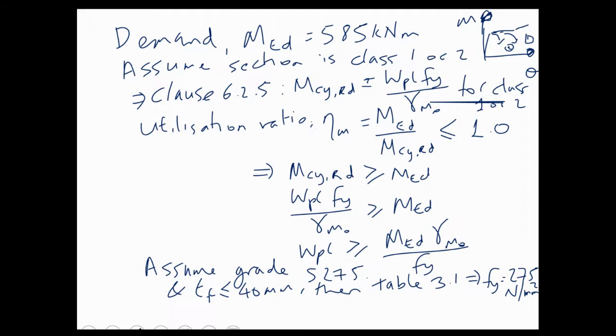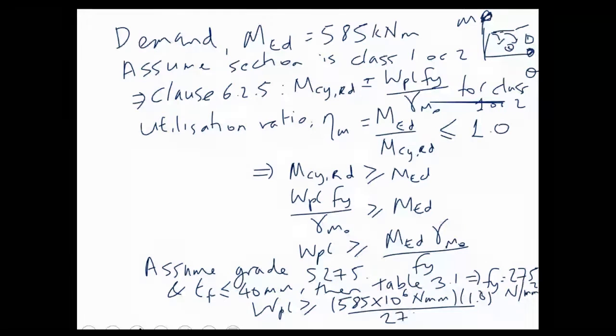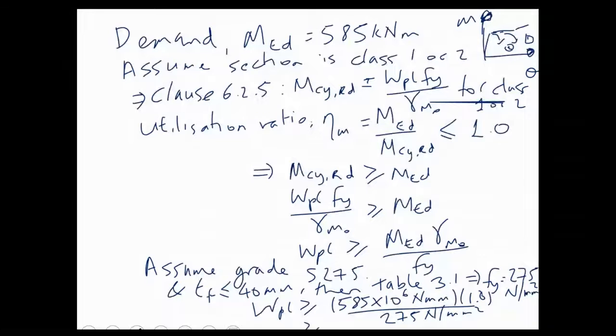Okay, so we can put that into our equation here. WPL has to be greater than or equal to the moment which we're designing for, which is 585 kilonewton meters. If I turn that into newton millimeters, that's times 10 to the power 6 newton millimeters, all multiplied by the factor of safety, which is 1, all divided by 275 newtons per millimeter squared. So that means the plastic modulus has to be greater than or equal to, now let's get a calculator.